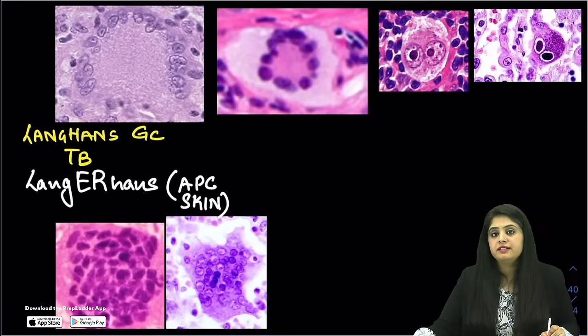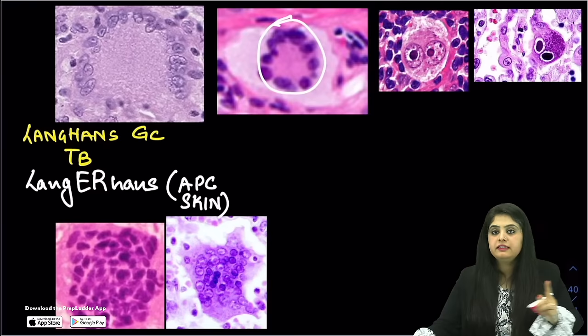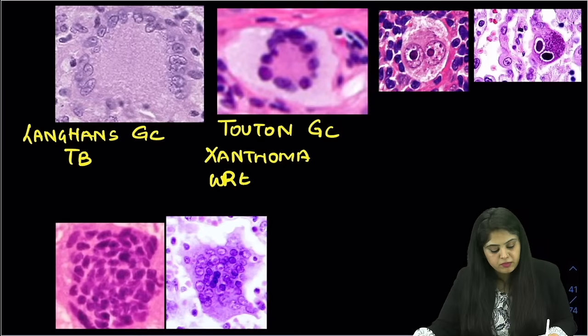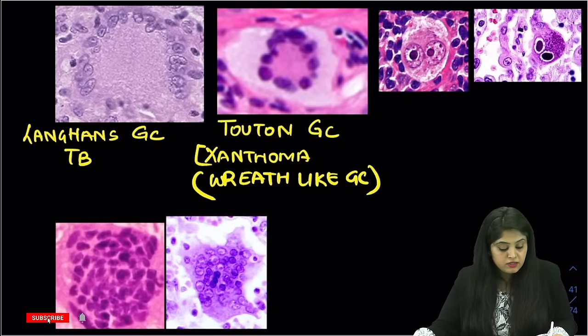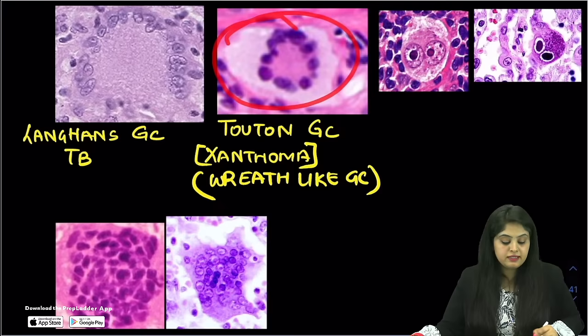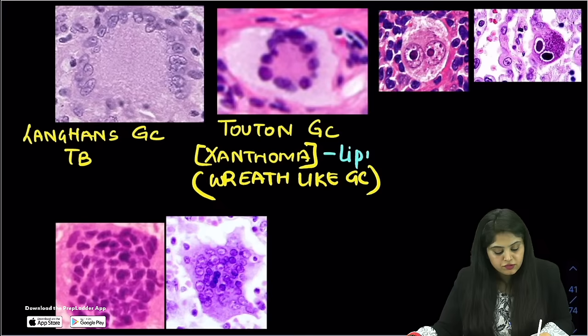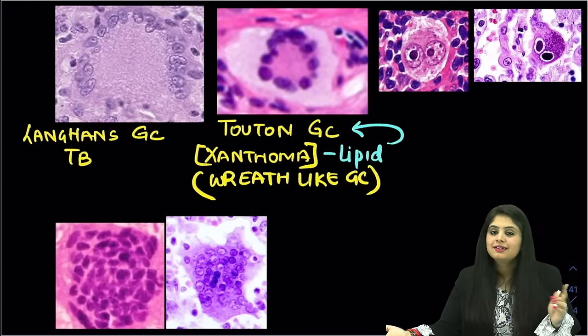Coming to the next, what is the one where you see this round wreath-like arrangement? This is going to be the Touton giant cell. The wreath-like giant cell is a Touton giant cell, seen in lipid disorders, xanthoma. So how will they link? You were asking me how that table will come. They will give you this giant cell. You know it is seen in xanthoma. They'll ask you, what is the special stain? Now, you know xanthoma is a lipid disorder. So what is the special stain you're going to use for the Touton giant cell? It's going to be oil red O, Sudan black B. That's how they link things together.